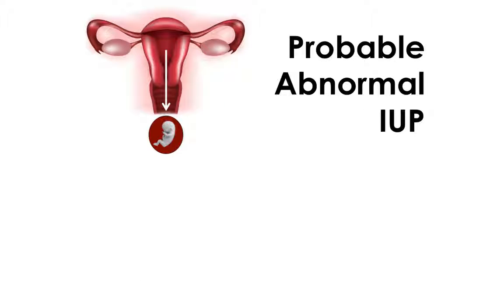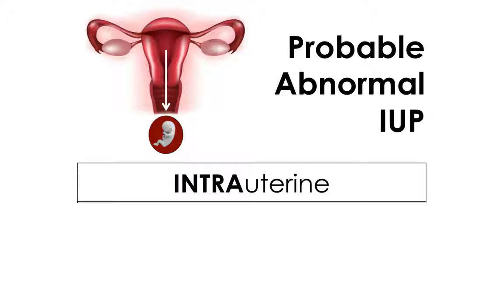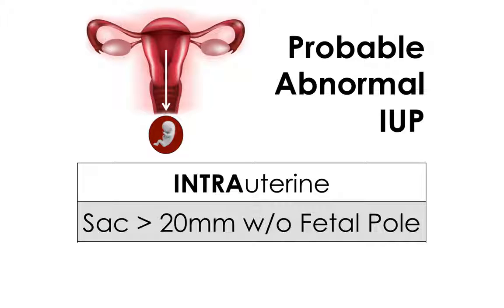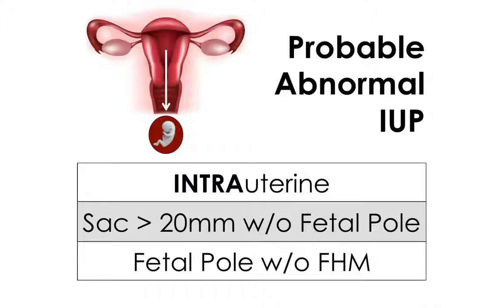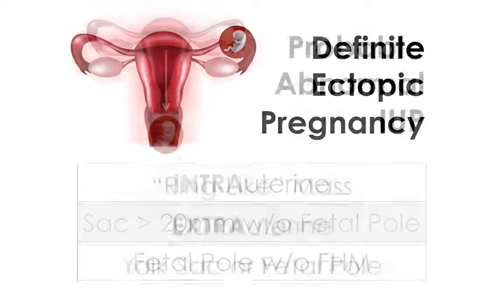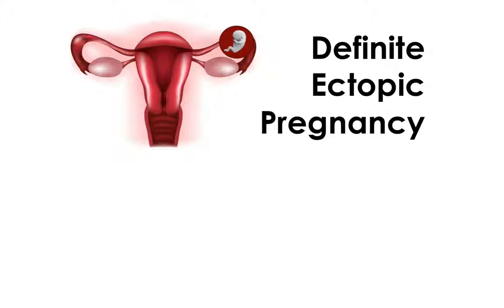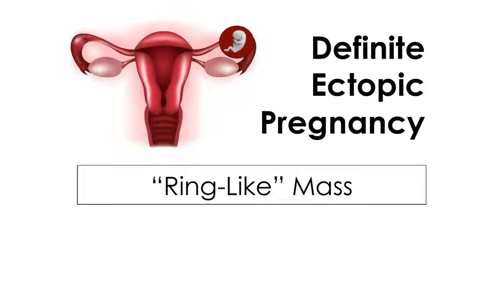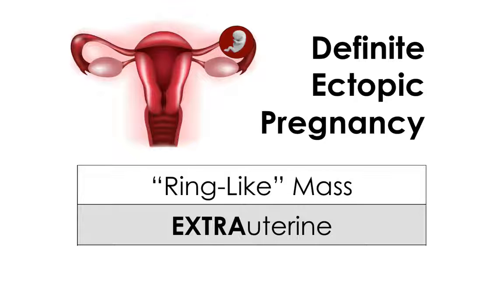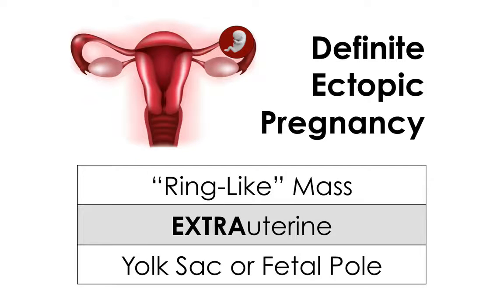To establish the diagnosis of abnormal intrauterine pregnancy by ultrasound, the examiner should look for a gestational sac within the uterus, a gestational sac diameter greater than 20 millimeters without a fetal pole, or a fetal pole without fetal heart motion. To establish the diagnosis of definite ectopic pregnancy by ultrasound, the examiner should look for a ring-like mass that is not in the uterus and contains a yolk sac and/or fetal pole.